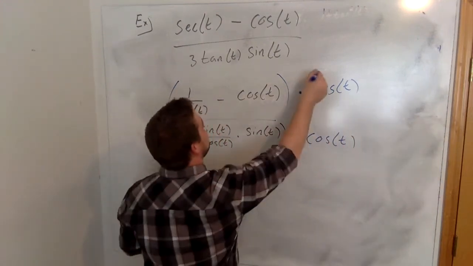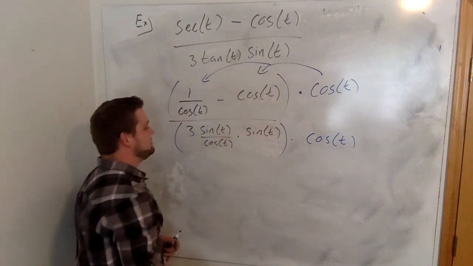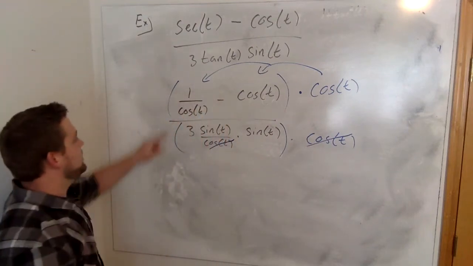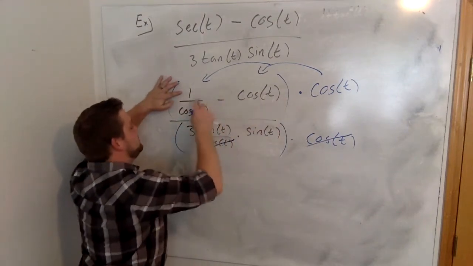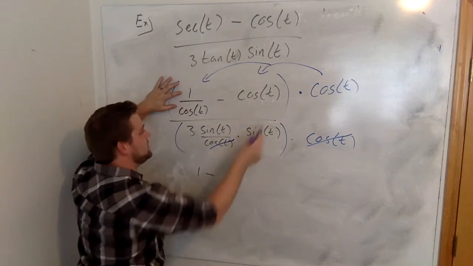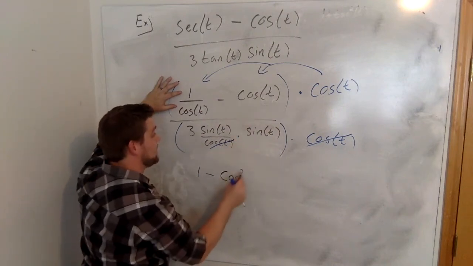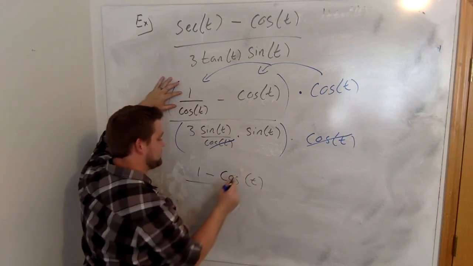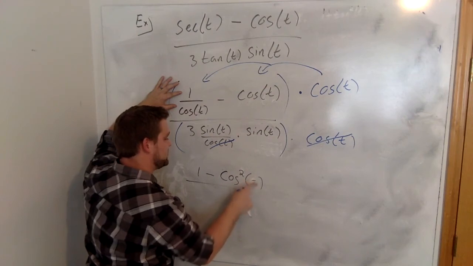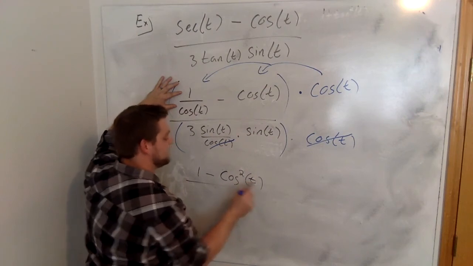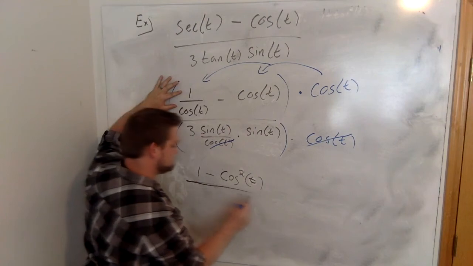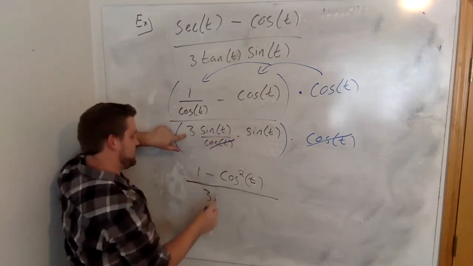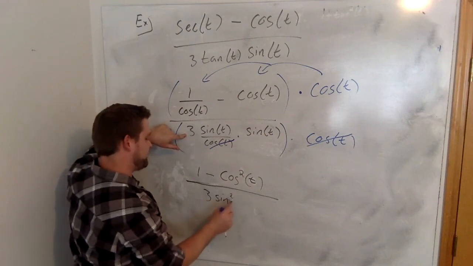Okay, so now this cosine of t will distribute into these parentheses, and these cosine of t's here will cancel. So in the top, we're going to be left with cosine of t over cosine of t, we'll get a 1 minus, now we're going to get what? A cosine squared of t. Ooh, that's making me happy. That smells a lot like a sine squared. It's like cookies. And then in the bottom, we're just left with 3 times sine and sine. I get 3 sine squared of t.